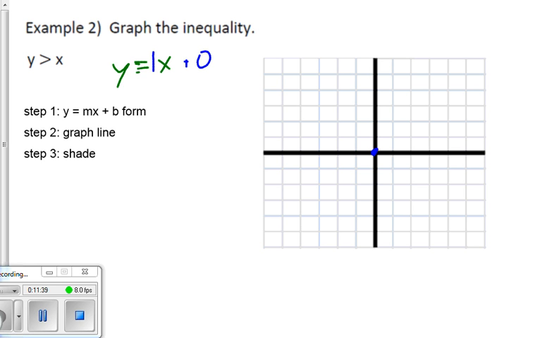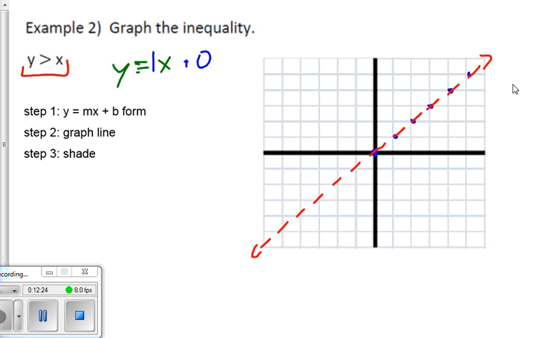So we start right here at (0, 0), and that hidden slope of 1 tells us go up 1 over 1, up 1 over 1, and so on as we're finding our points. So that's what our line is going to look like. Now again, we need to ask, are we doing a solid line or a dashed line? In this case, it is not equal to, so we can't include everything right on that line. So we have to make it a dashed line, because we're not including spots on this line.